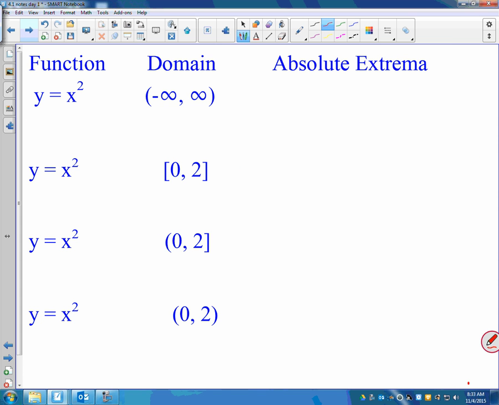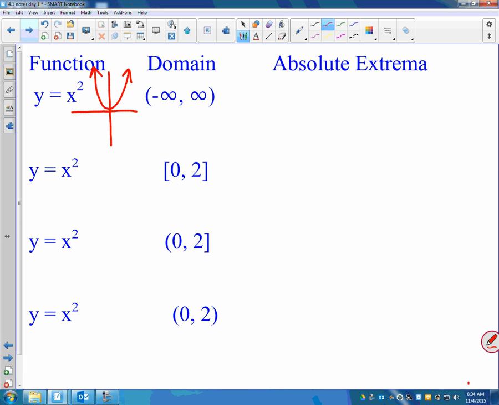So let's look at our friend x squared. That's like our favorite function, isn't it? Let's look at some different domains and talk about what the absolute extrema would be for those graphs. So f of x equals x squared. I hope you can graph that pretty much with your eyes closed. Y equals x squared. I kind of missed the zero there, but you know where it's supposed to be. What would the absolute extrema be for this graph? Infinity.